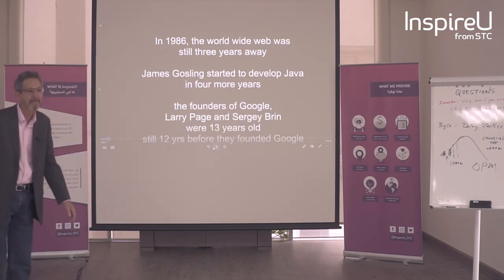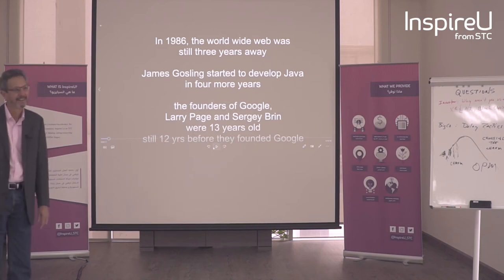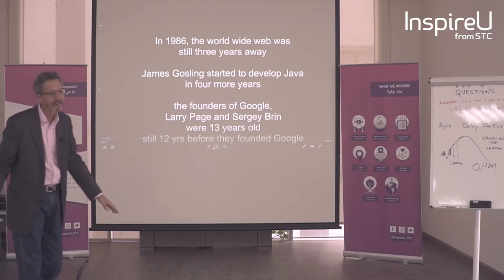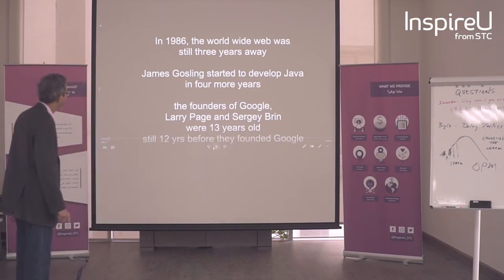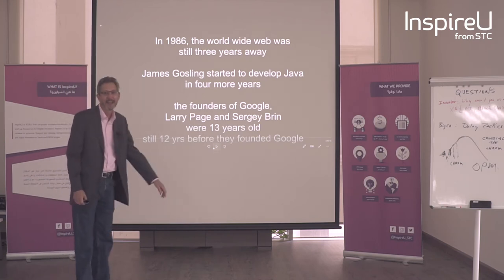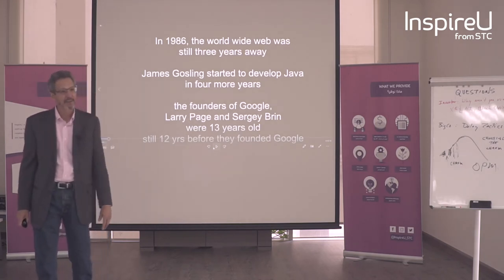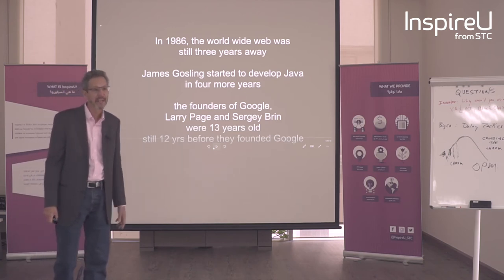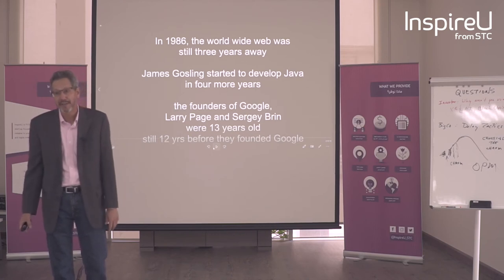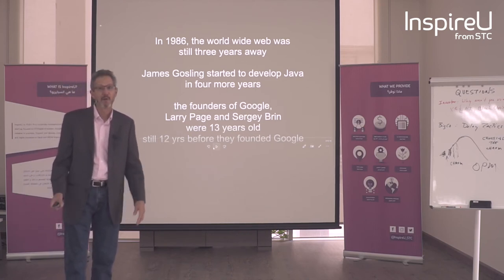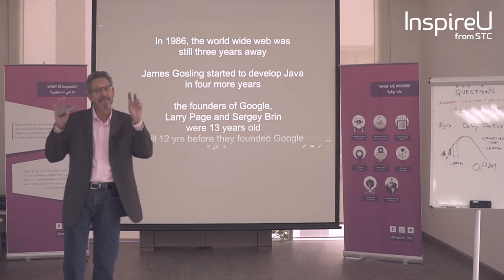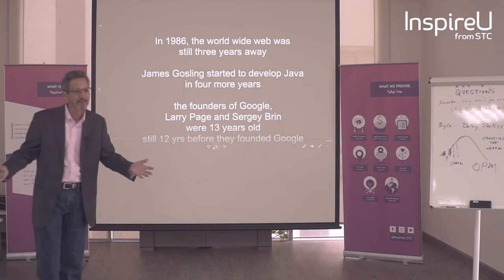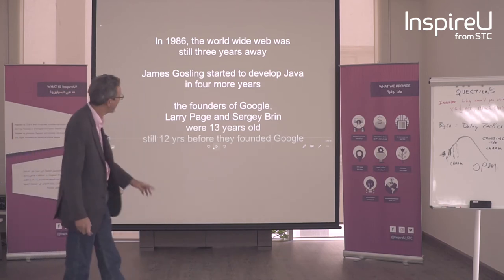In 1986, the World Wide Web hadn't been invented yet. There were no browsers, no www, no HTTP, none of it. That was 3 years away. Java hadn't even been started. James Gosling was still a young man, and 4 years later he created a project called Green and wrote a language called Oak. Then they rebranded it 3 or 4 years after that and called it Java. And it was really great because they created JavaScript, which had nothing to do with Java, too. But that was branding, right?